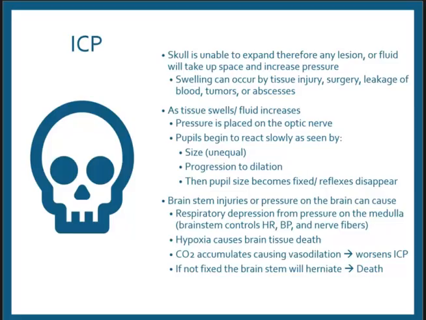Swelling can occur by tissue injury, can occur through surgery, leakage of blood, tumors or abscesses. So tissue injury, maybe that patient got a contusion. Remember, we get that primary injury, and then we get that secondary oxidative stress injury. Surgery, anytime somebody has surgery, they're going to have inflammation. That can cause increased ICP. Leakage of blood, maybe there's an aneurysm and it ruptured. Any types of tumors or abscesses.